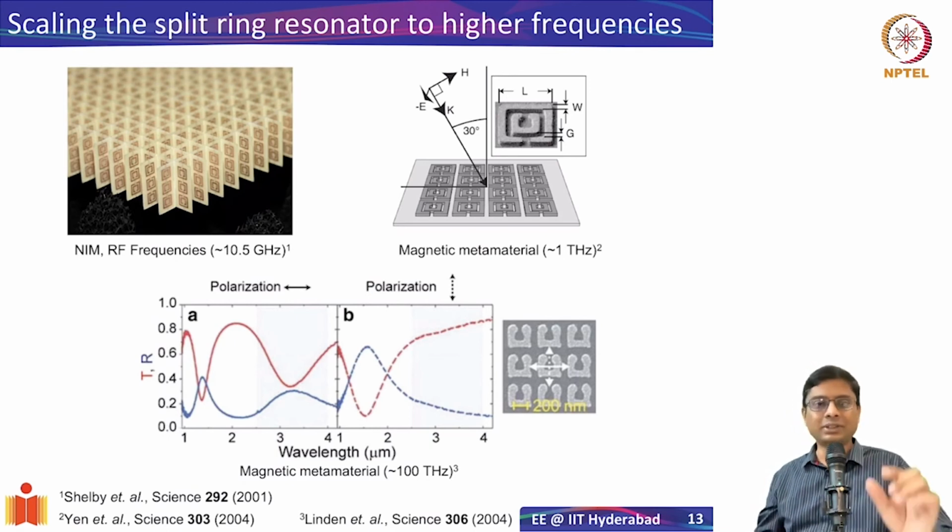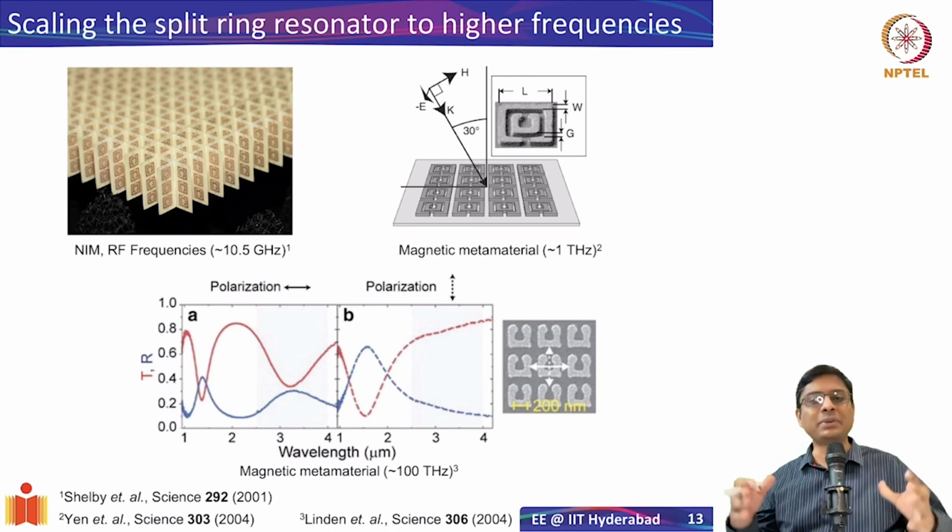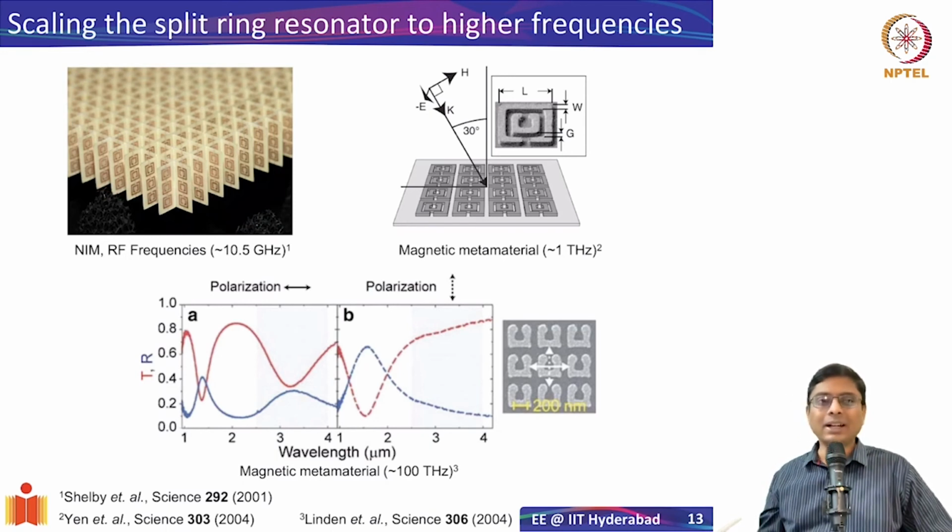So you take this single unit cell and simply arrange it in a periodic fashion, in X, Y, and Z dimensions, so you get a metamaterial. In fact, this is the first metamaterial that was demonstrated using split ring resonators. This was done in the year 2001, and there is a race to actually create magnetic response at higher frequencies.